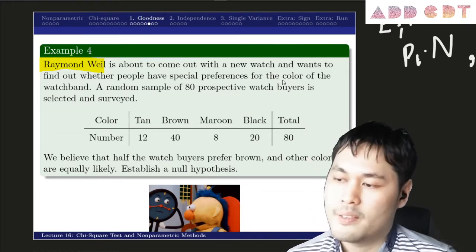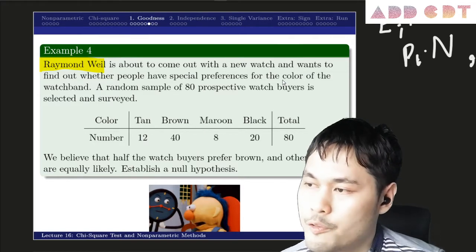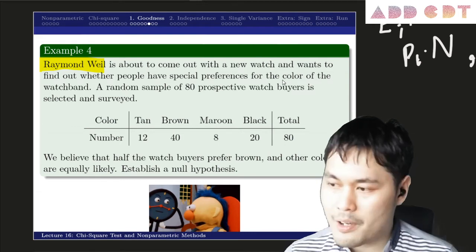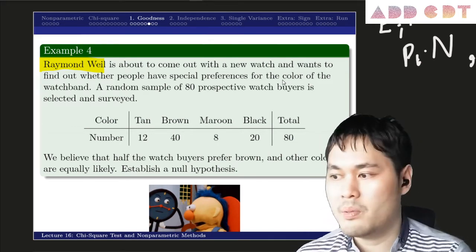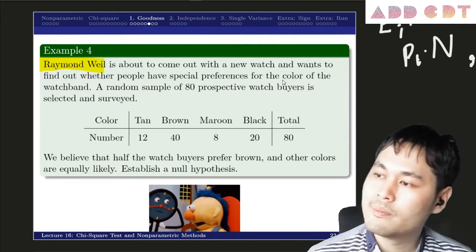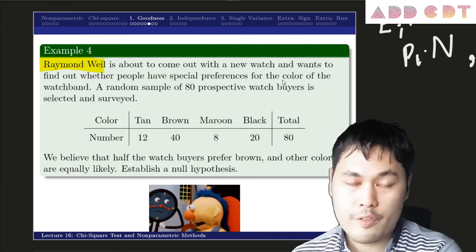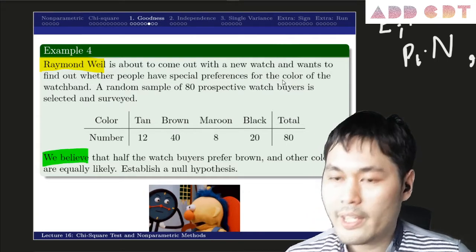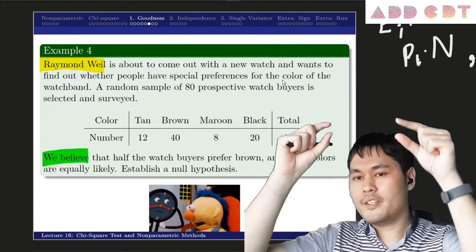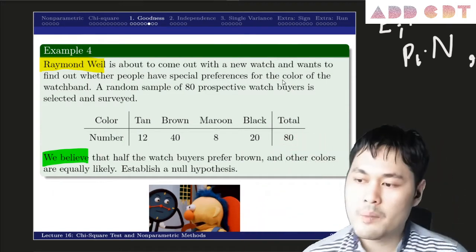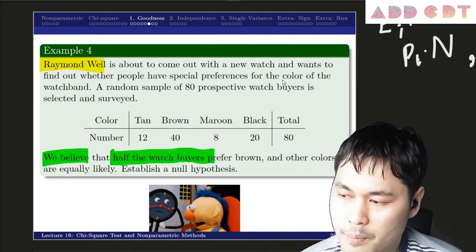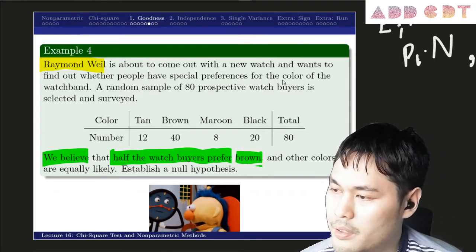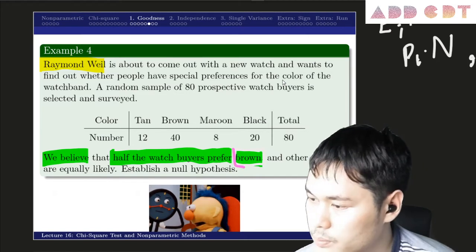And this is the list. 12 people prefer tan, 40 people prefer brown, 8 people prefer maroon, and 20 people prefer black. This is the survey, the observed count. And then we believe, again, we have to put this first before we do any survey, that half of the watch buyers prefer brown. So now we believe these 4 are not equal.